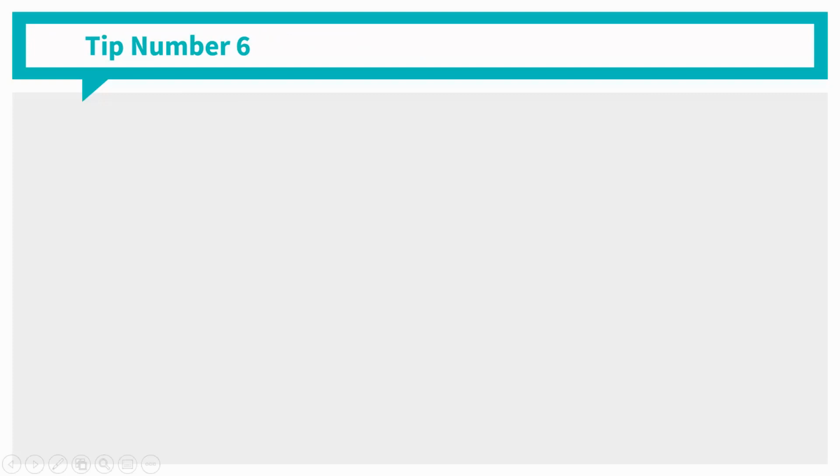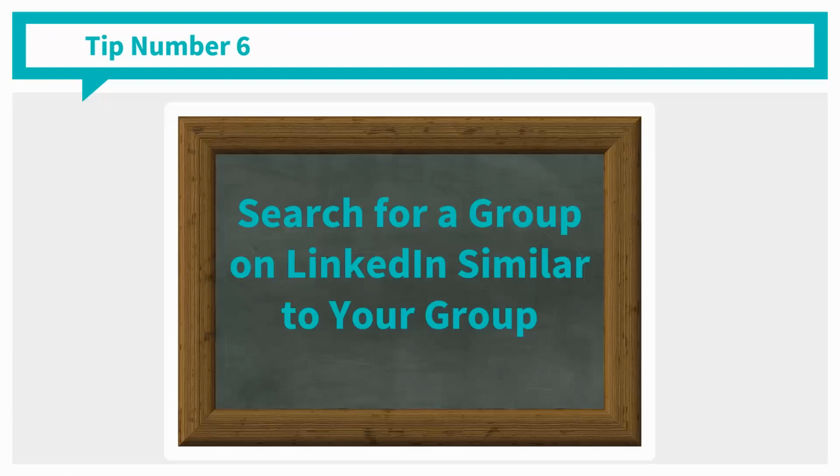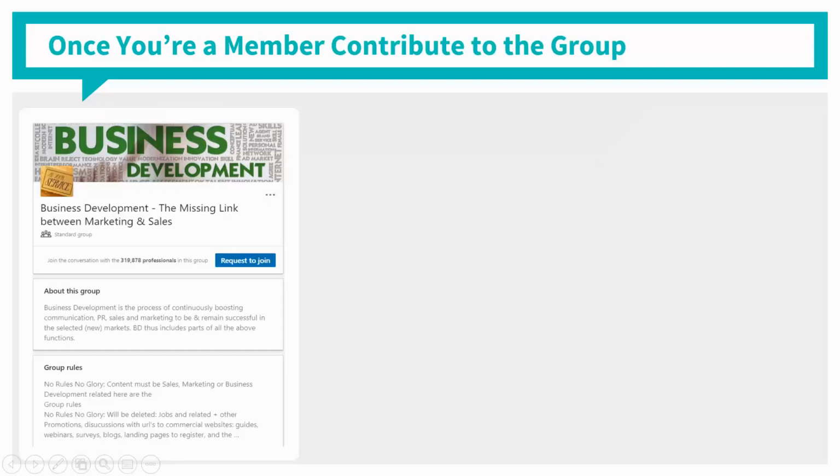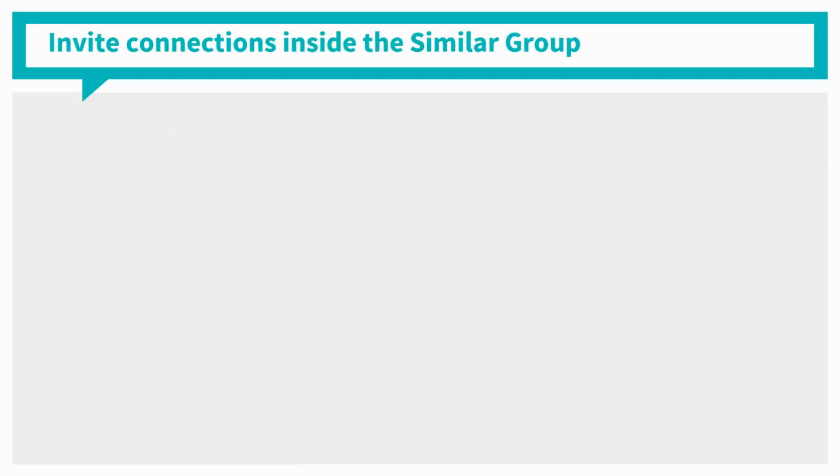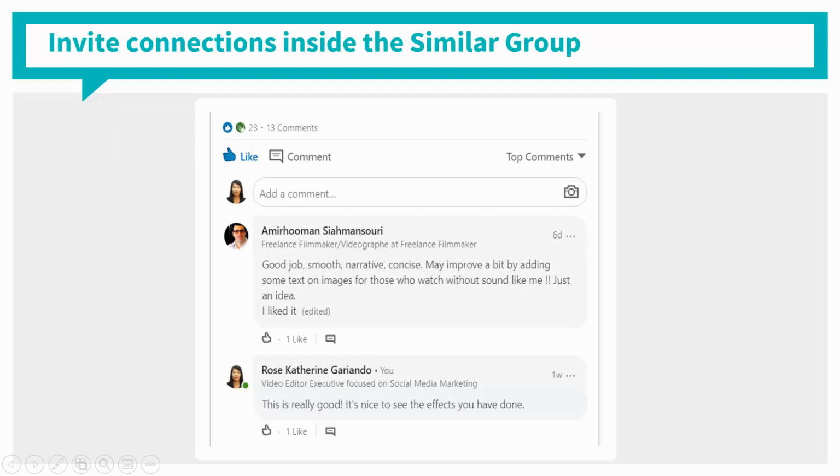Tip number 6. Search for a group on LinkedIn similar to your group. Join that group and once you're a member, make sure to contribute valuable information to the group. Later, you can invite connections inside the group who comment on your group posts and reply to your post comments, as they have engaged with you.